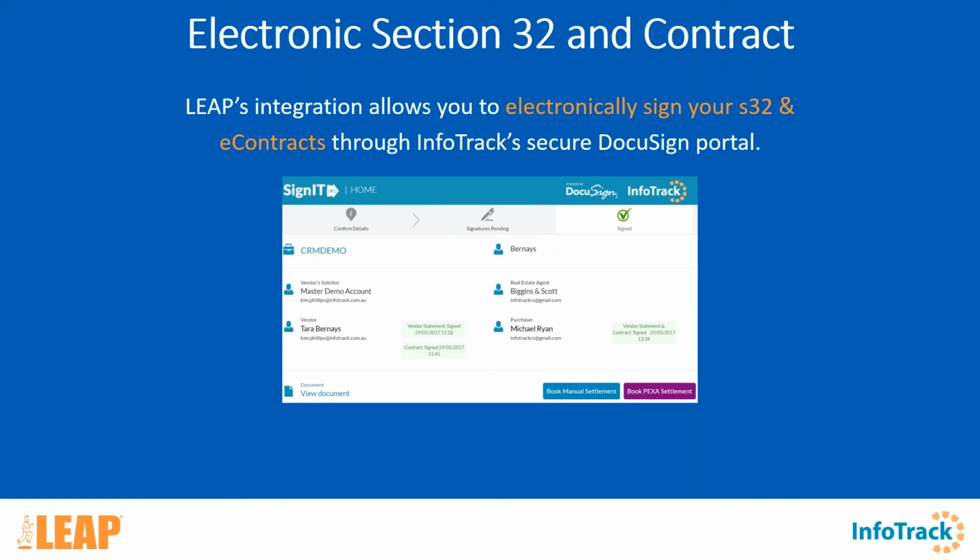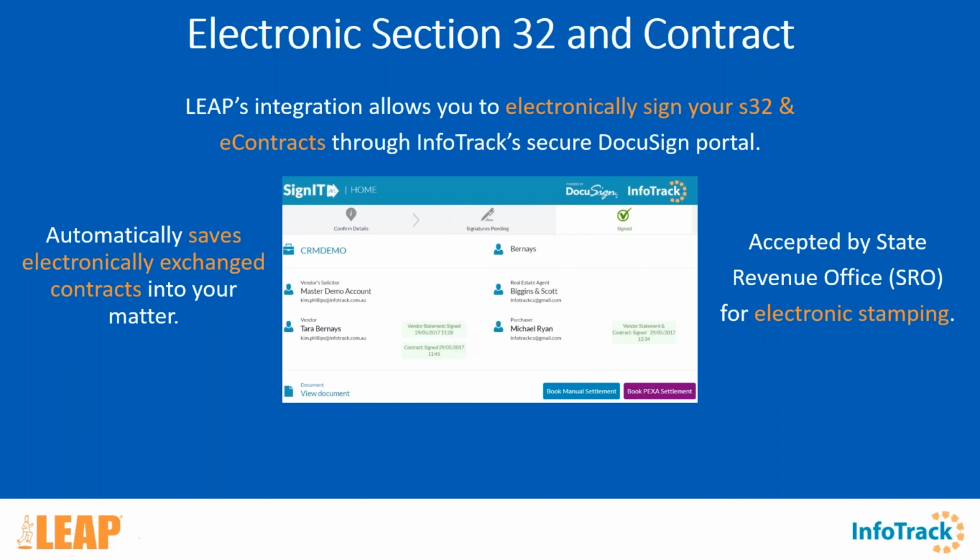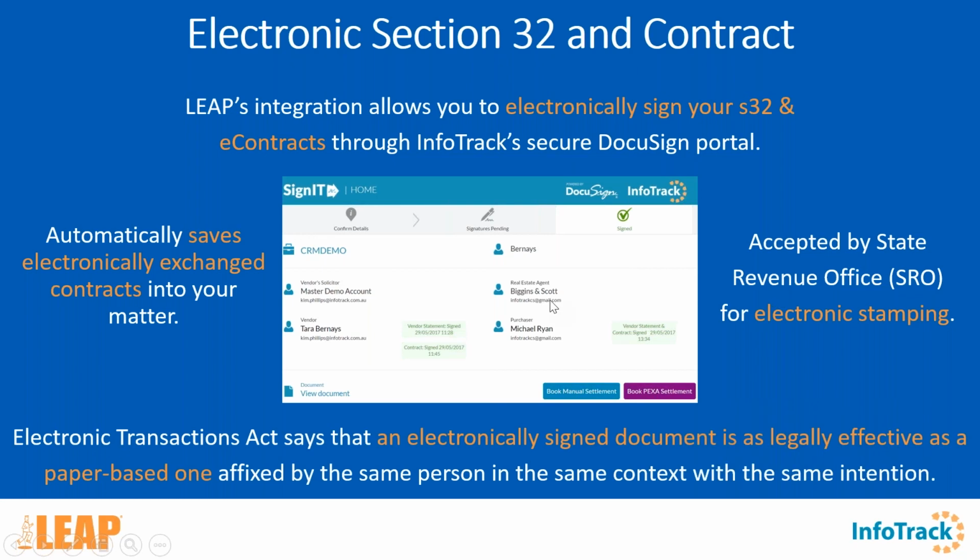So electronic signing has much more security and evidence backing behind it than a pen to paper, and that whole digital certificate and information about the signing is provided to you once all documents are complete. So you have a record for your file. All the documents signed electronically are automatically saved back into your matter, along with any related disbursements. A contract signed electronically is accepted by the State Revenue Office for electronic stamping. And also the Electronic Transaction Act does say that an electronically signed document is as legally effective as a paper-based one, as I've touched on.